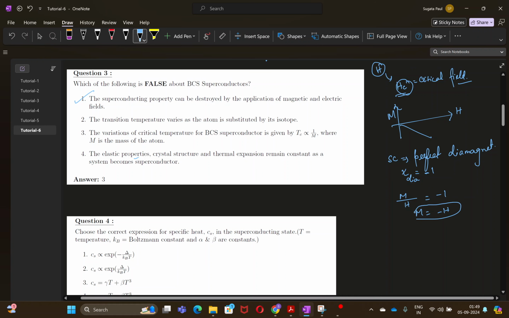That means your M versus H relation for the superconducting state is a straight line with a negative slope, as I have drawn over here, and as soon as your field value reaches the critical field Hc, this line, your magnetization becomes 0. So up to this line, which is H below Hc, this is a superconducting state, and for H greater than Hc, when it has crossed the critical point value, then it is a normal state.